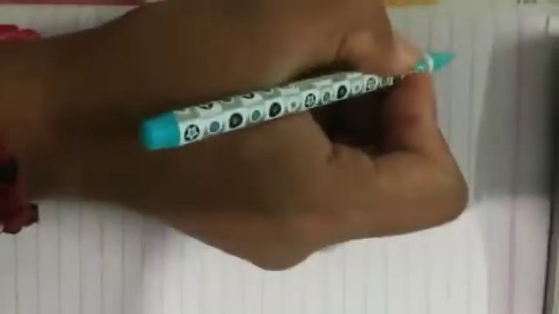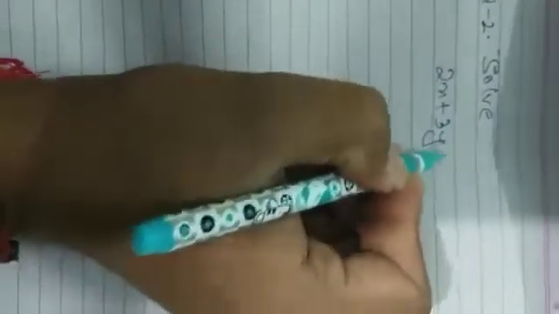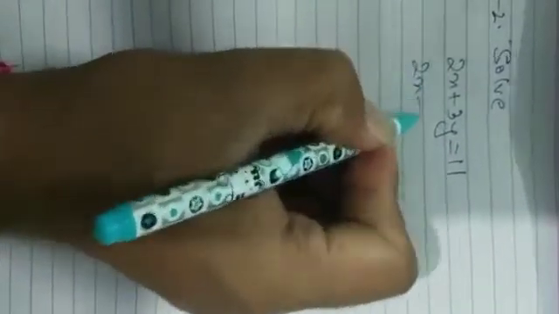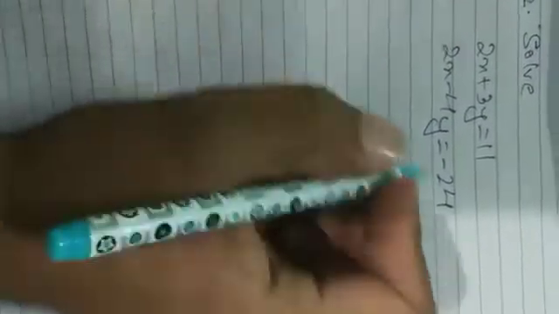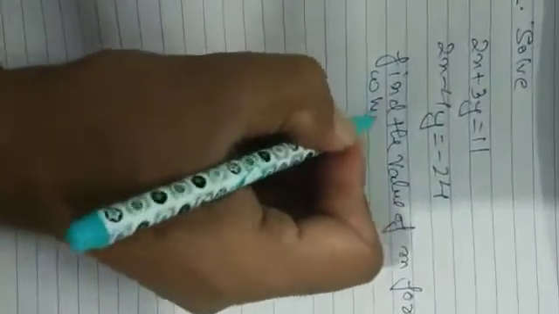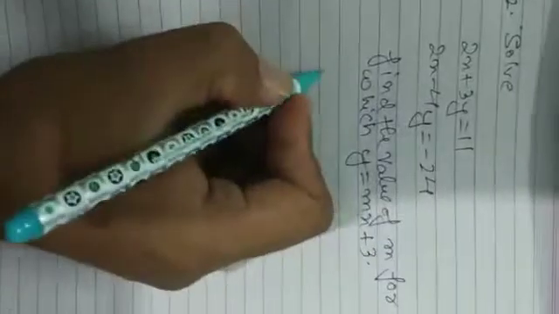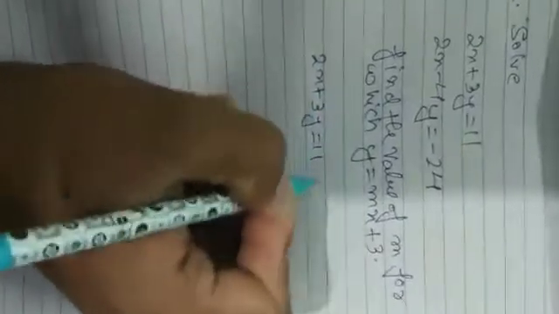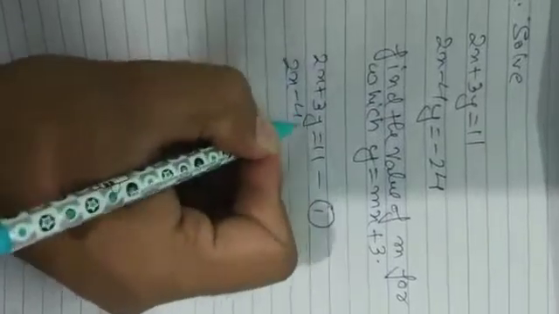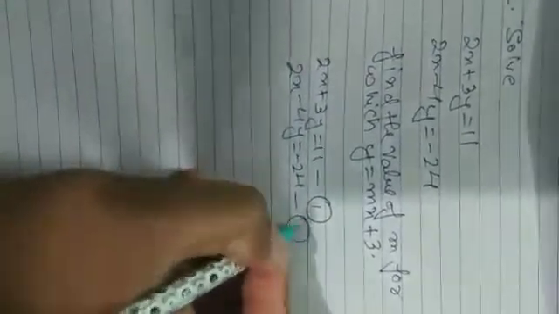Okay, so the next type of question is question number 2. Solve 2x plus 3y is equal to 11 and 2x minus 4y is equal to minus 24. Hence find the value of m for which y is equal to mx plus 3. So the first one, 2x plus 3y is equal to 11, will be our first equation. The second one, 2x minus 4y is equal to minus 24, will be our second equation.